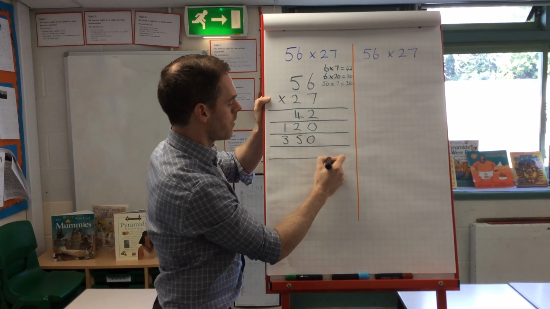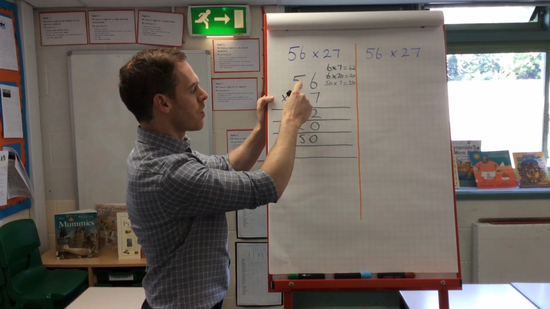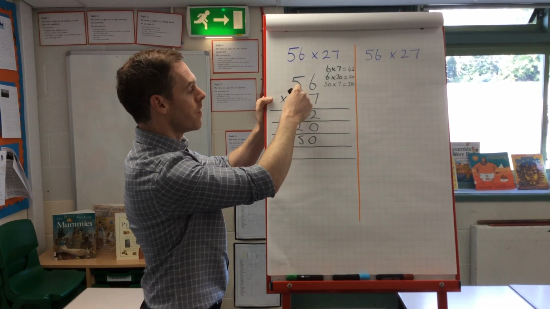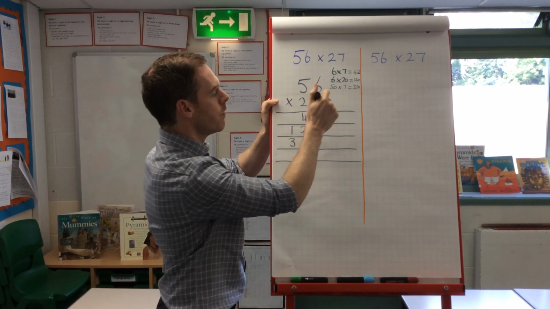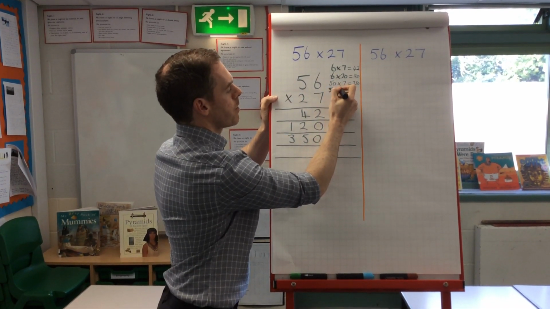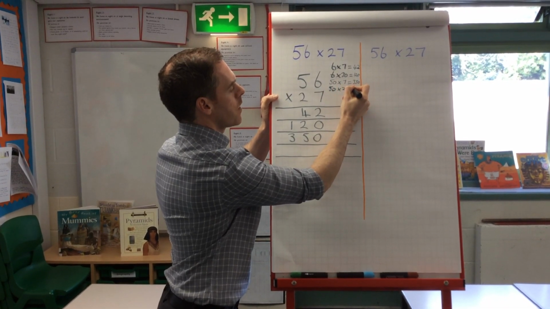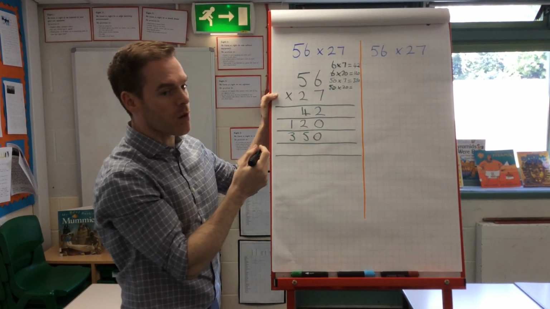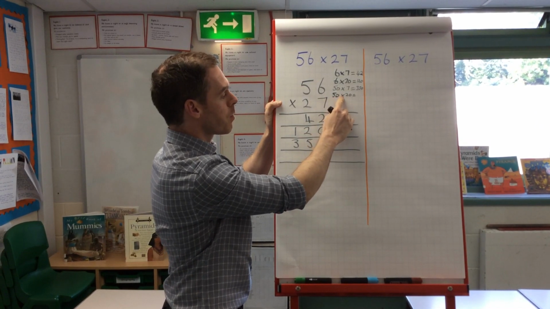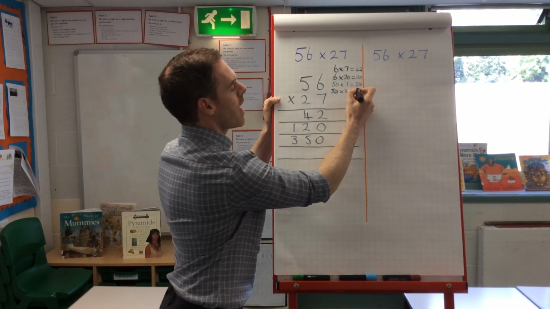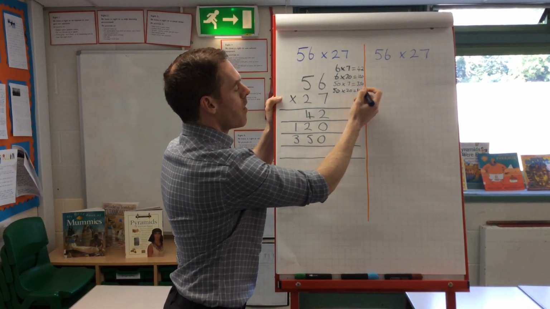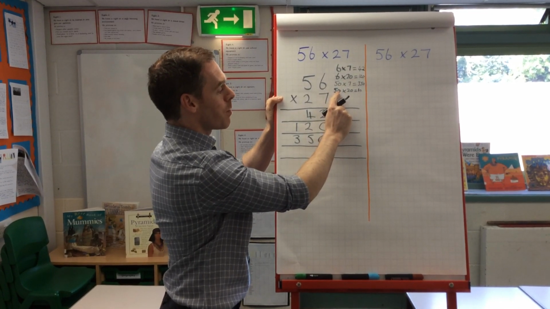So one more line. And now I've just done 50 groups of 7, and I need to do 50 groups of 20. Okay? 50 multiplied by 20. Okay? So again, to make that easier for myself, I'm going to do 5 multiplied by 2, which is 10. And then I need to multiply the answer by 10 here.